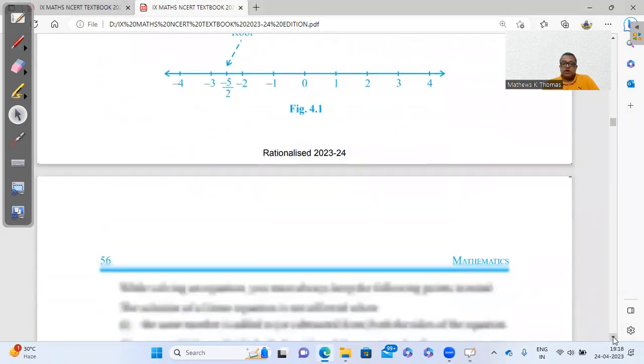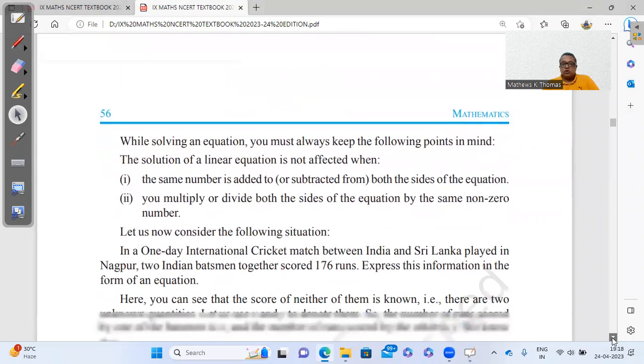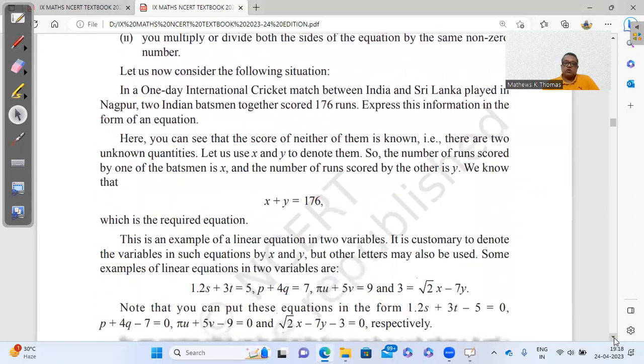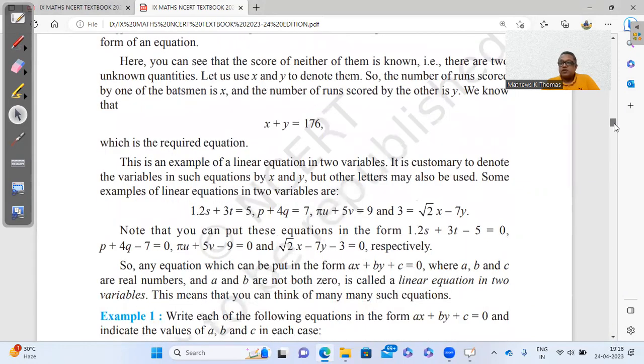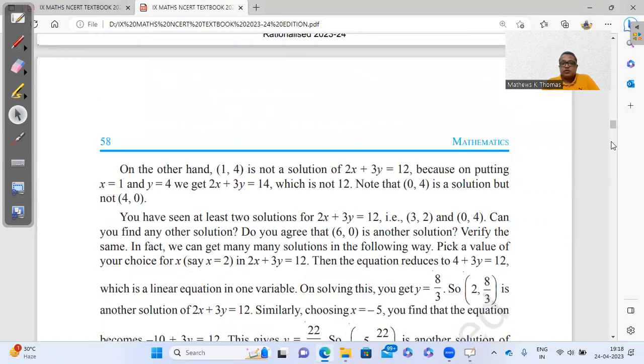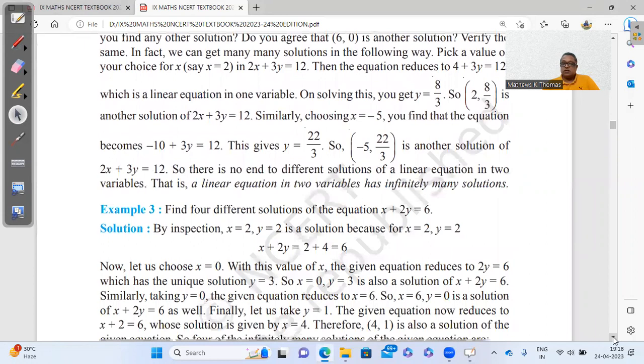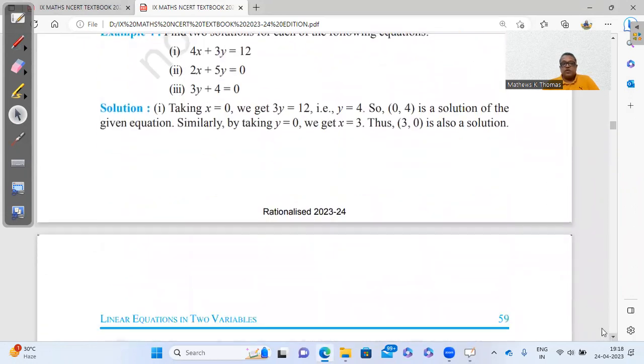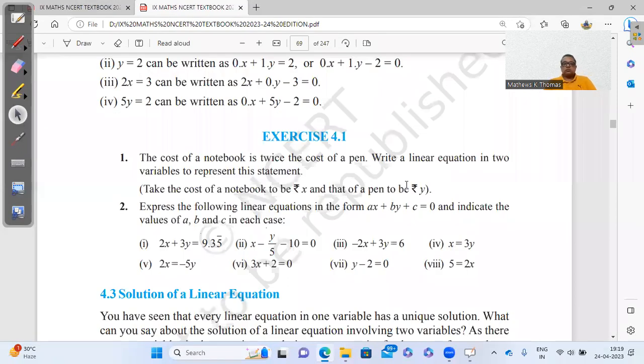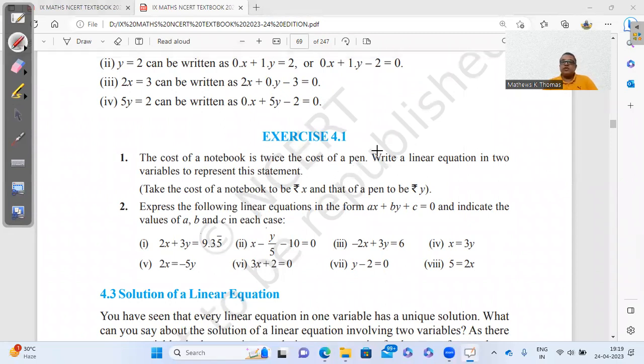So we are ready to solve the first exercise based on the basic introduction of the chapter, that is, what is the meaning of linear equation in two variables. So the first exercise is quite simple. So what we need to do is, yes, the first question there in 4.1, the cost of a notebook is twice that of a pen.